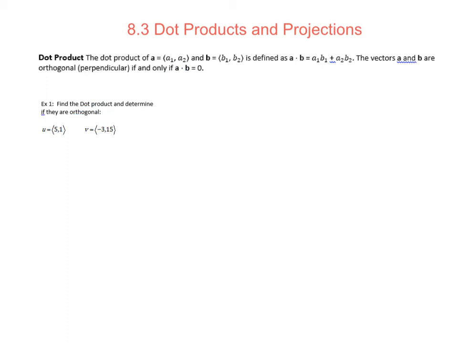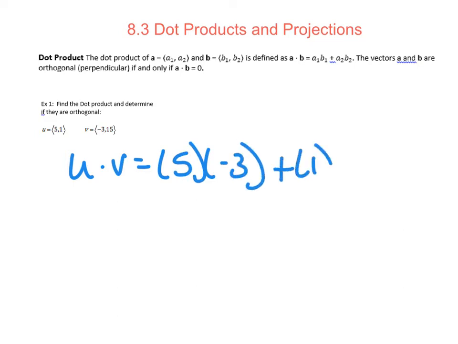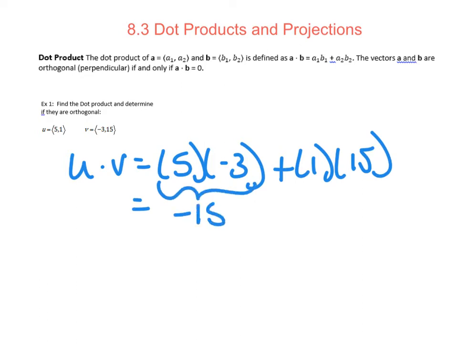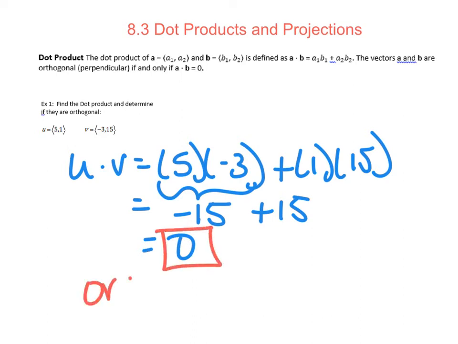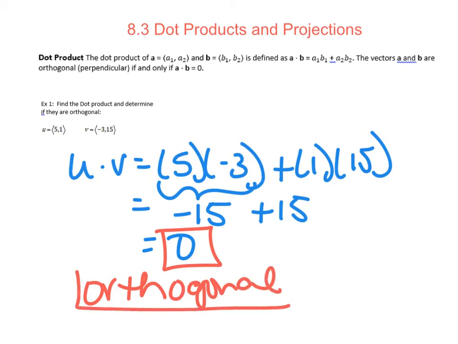So I want to find the dot product and determine if they're orthogonal for U and V. My U dot V is 5 times negative 3 plus 1 times 15. This gives me negative 15. 1 times 15 is 15. I get 0. And since my dot product came out as 0, they are orthogonal, meaning those two vectors, if I were to graph them, are perpendicular to each other and at a 90-degree angle.